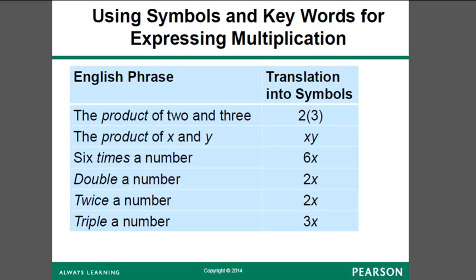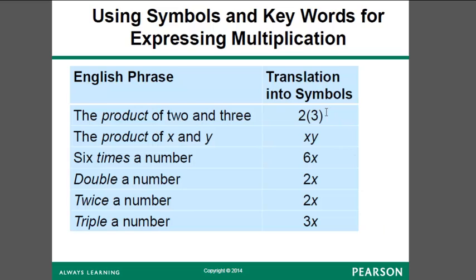We again will look at ways of using symbols and keywords for expressing multiplication, translating English phrases into symbols, or vice versa. Words that represent multiplication are things such as product, times, double, twice, and triple.